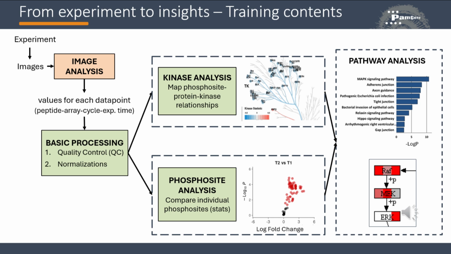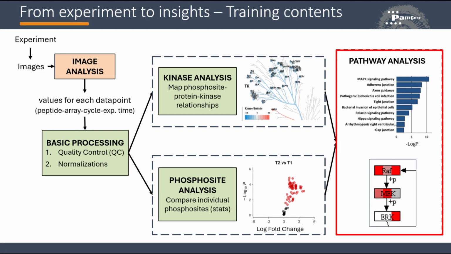In the previous videos, we have covered experiment design, image analysis, basic processing, and the analysis of phosphosites and kinases. The outcome of the phosphosite and kinase analysis are significant phosphosites and kinases. How can we interpret these results? Which signaling pathways and networks are playing a role in our model system? This video provides a short guideline into how to interpret PamGene results and walks you through some pathway analysis tools.